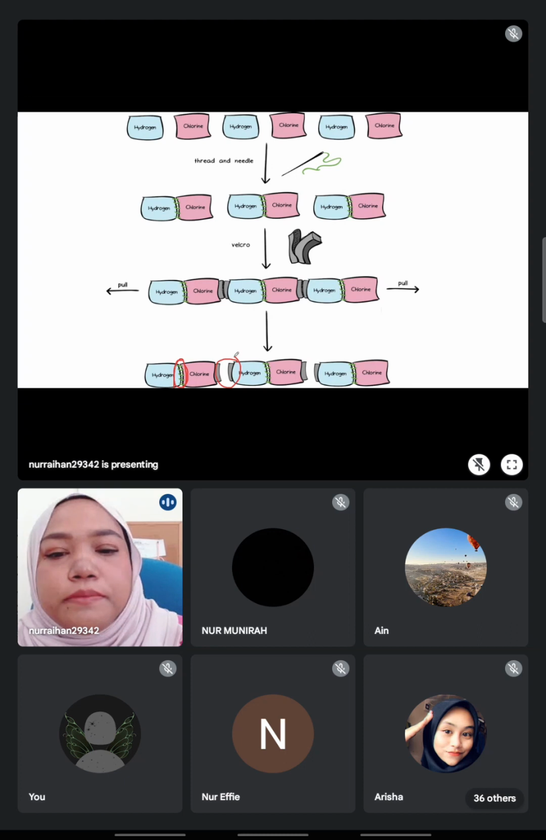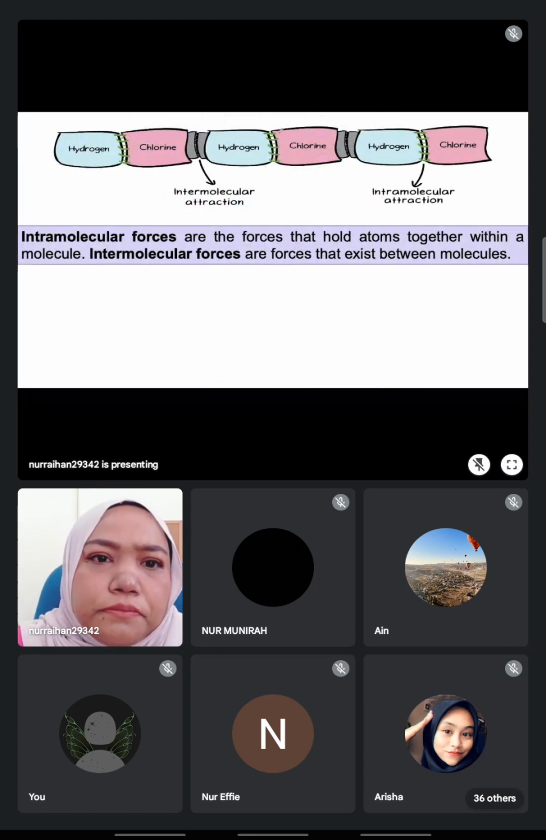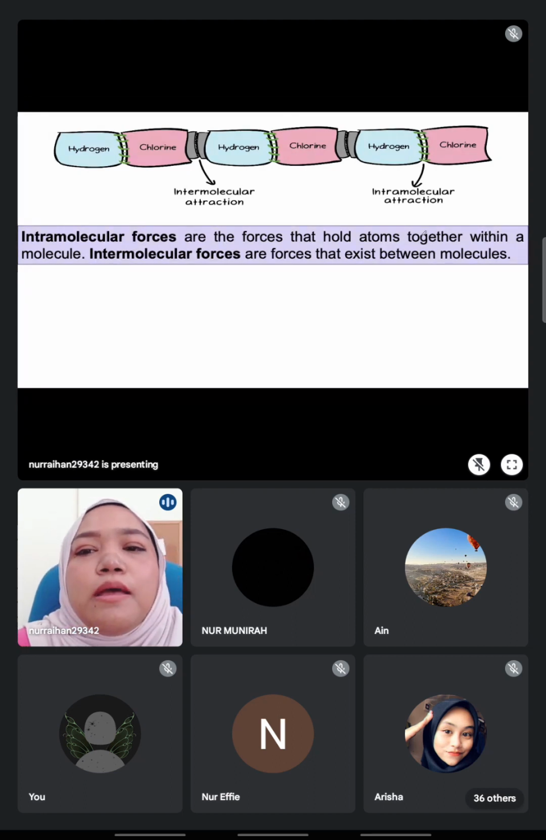Okay, they can be broken. So intramolecular forces are forces that hold atoms together within a molecule. Meanwhile, the intermolecular forces exist between the molecules.